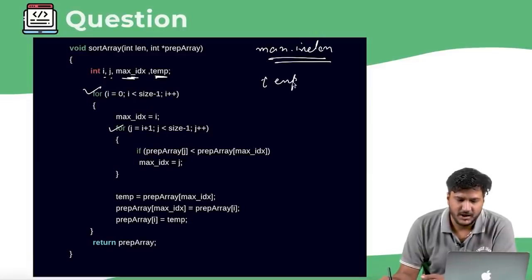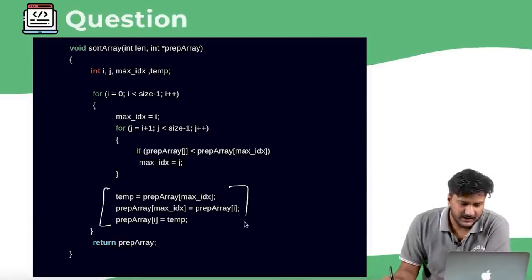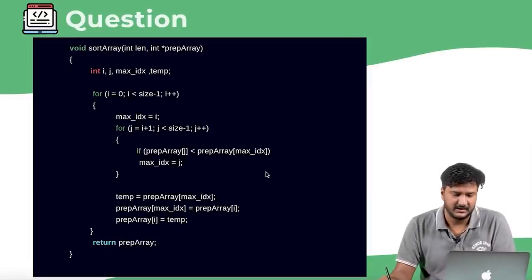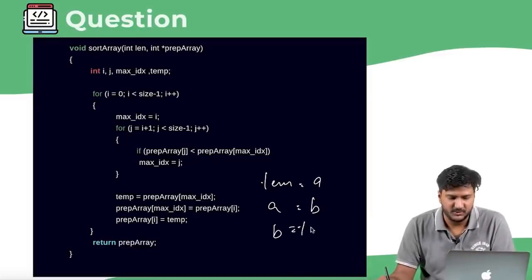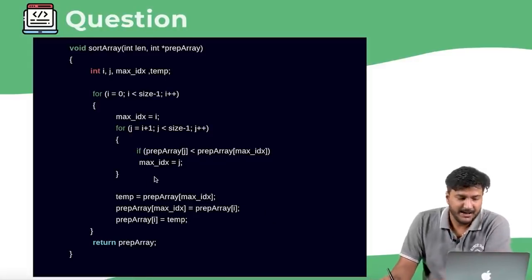Now temp is used to swap values, right? If we see this particular question, this part is used for swapping. It's like temp is equal to A, then A is equal to B, and then B is equal to temp. You can compare it with this, it will come the same way. So there's no issue in this. Now, what is happening here?